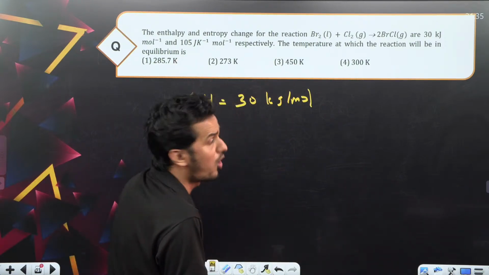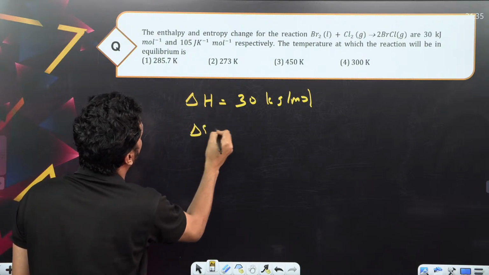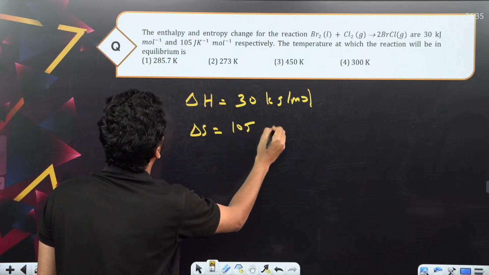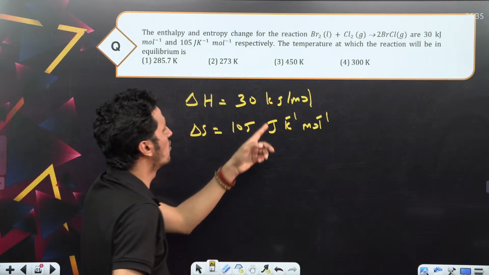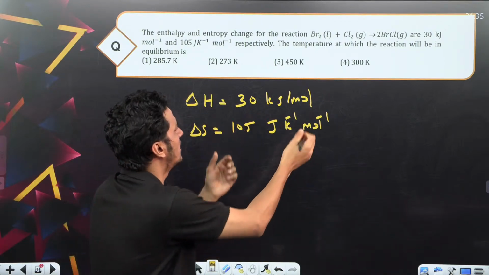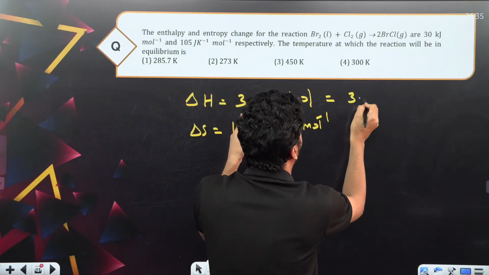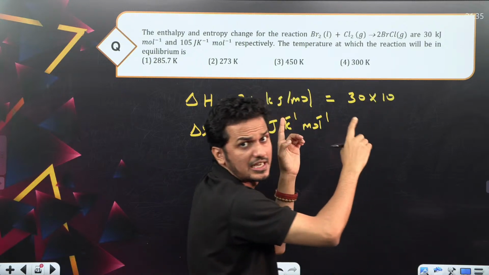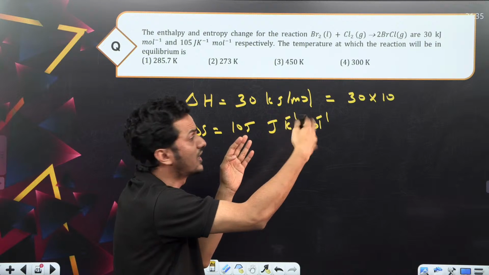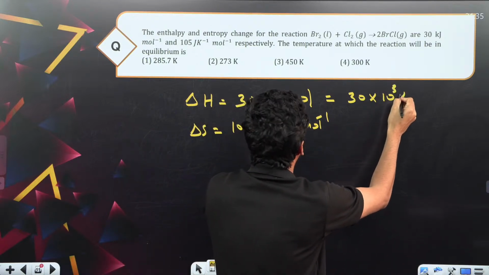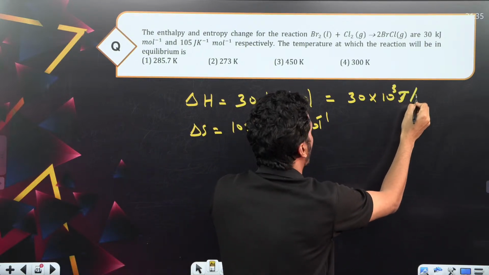And entropy change, delta S, equals what? 105 joule Kelvin inverse mole inverse. One is in kilojoule, one is in joule. We have to convert it into joule. The first one I can convert into joule. If I want to convert kilojoule into joule, I have to multiply it by 1000. So 30 into 10 raised to 3, this much joule per mole.